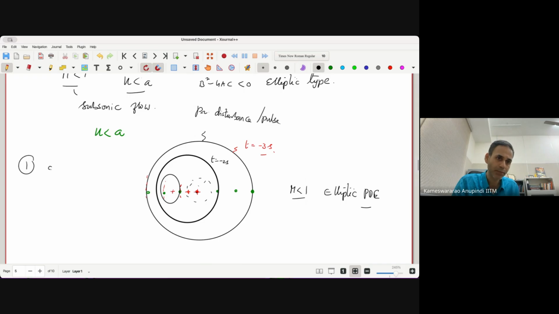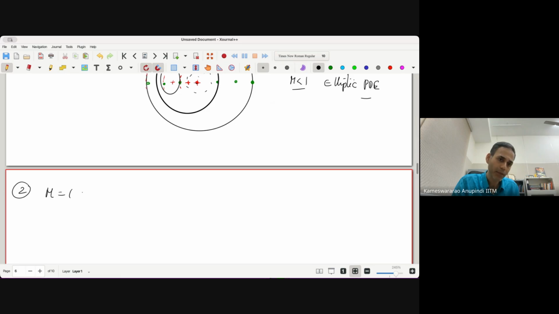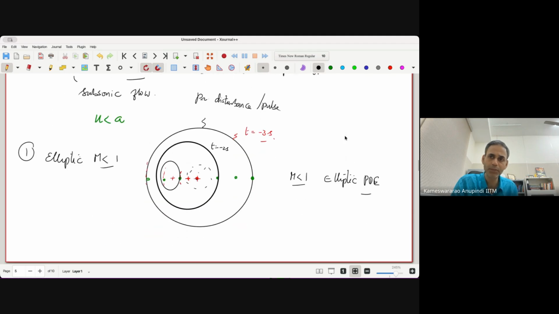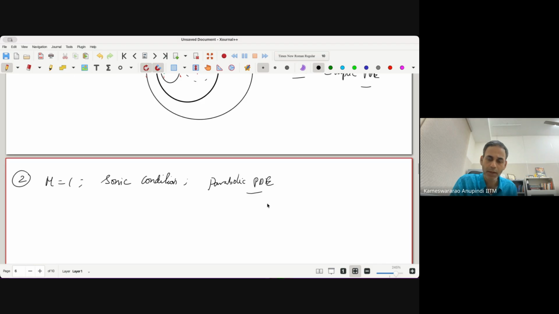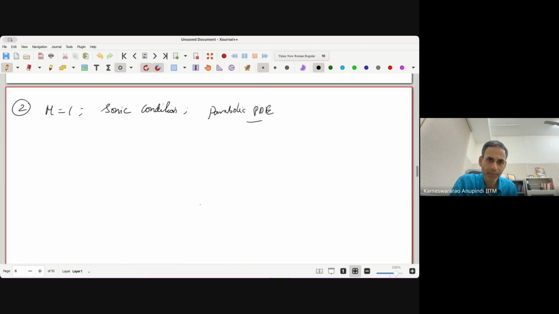So this is the case of elliptic with M less than 1. Now let us consider a case where M equals 1. This is basically the sonic flow condition. So what will happen with M equals 1? Essentially, M squared minus 1, 1 squared minus 1, equal to 0. So we end up with b squared minus 4ac equal to 0. That means we essentially have a parabolic PDE. That means the source is going to be moving exactly with the speed of sound.